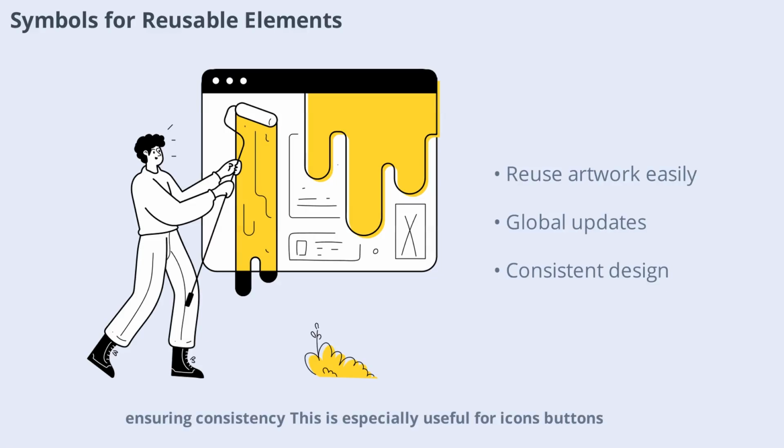This is especially useful for icons, buttons, or repeating graphics in UI design. Symbols also reduce file size and make global updates a breeze. Once you start using symbols, you'll wonder how you managed without them.